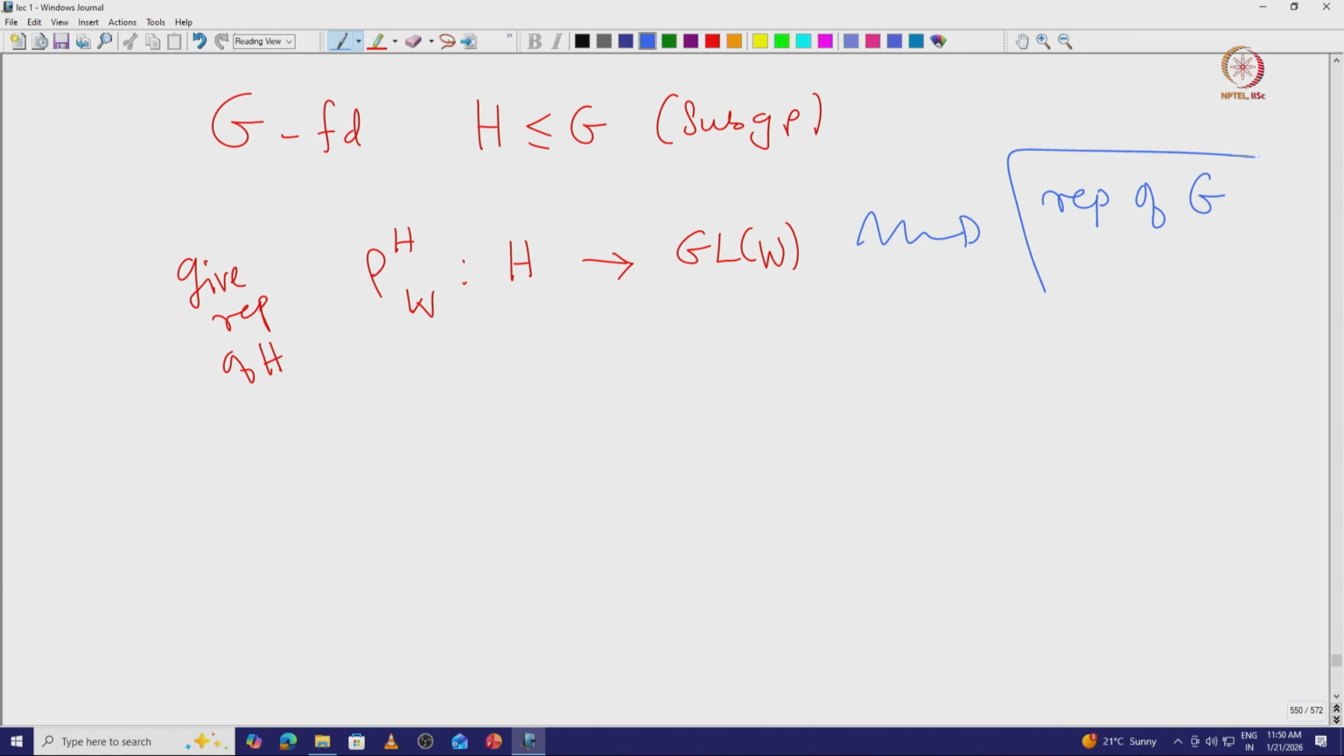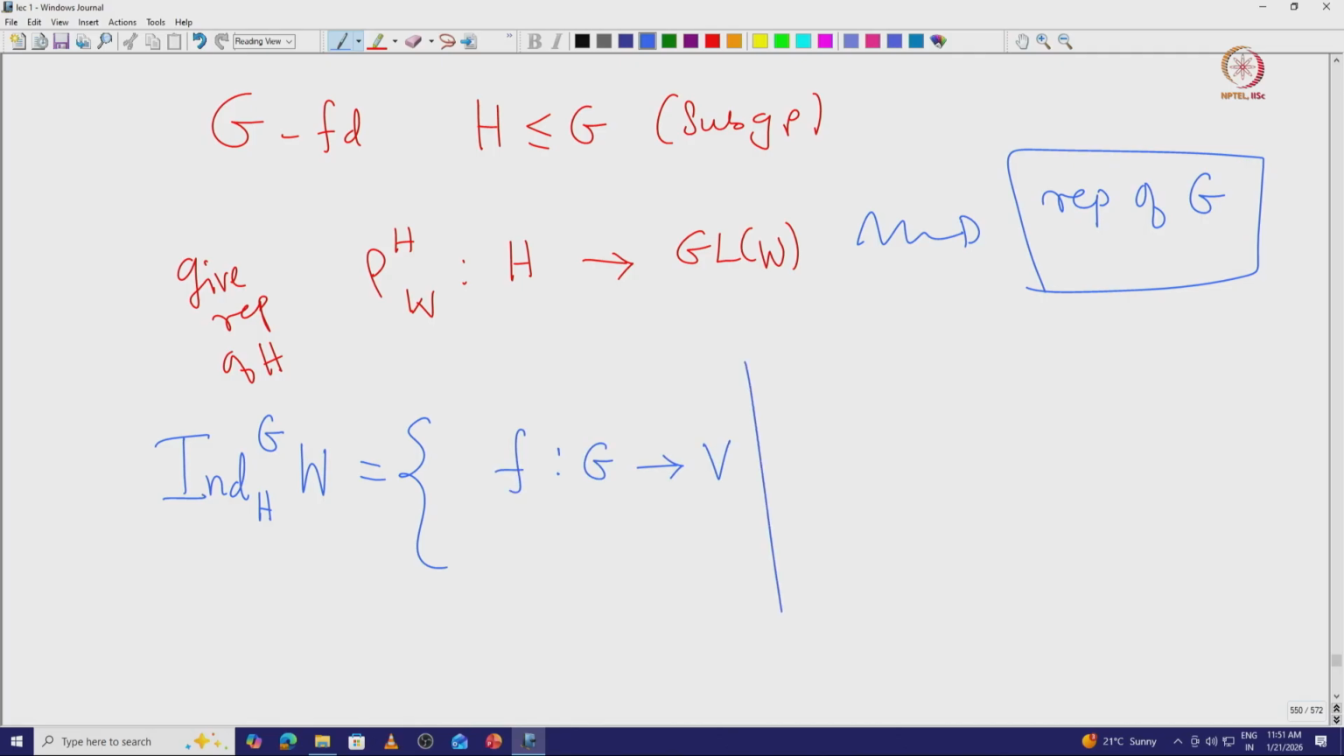Of course, when you are interested in getting a representation of G, the representation space itself you are supposed to change. There are various definitions of these induced representations. So, let me start with the definition that involves W valued functions on G. So, very explicitly, let us define what this space is. The space Ind G H W is going to be this: you take all possible functions from G to W, they are W valued functions on G, satisfying the following conditions.